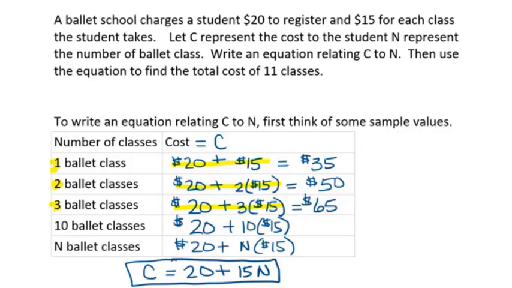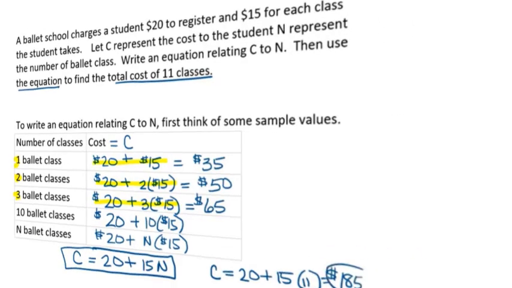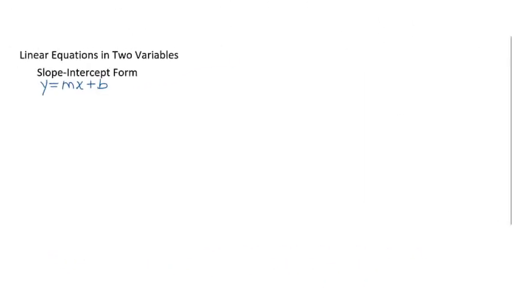So in general, if we wanted to find the cost for a certain number of ballet classes, we could plug in the value of N. They asked us, once we found the equation, to find the cost of 11 classes. So we're going to go ahead and plug that in. We have C equals 20 plus 15 times 11, which would be $185.